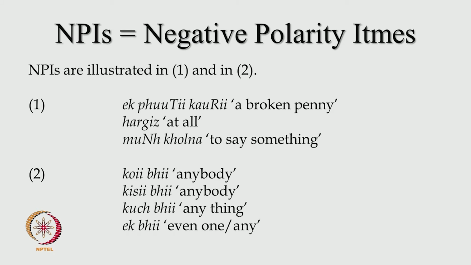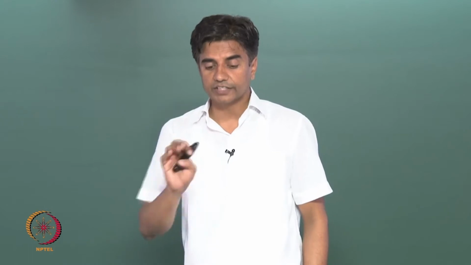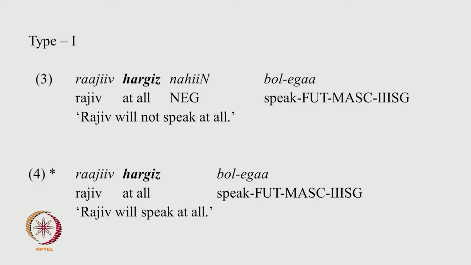All right? Then let us see examples of negative polarity items. I want to come to this one in a moment. I want you to look at these two sentences. The sentence in Hindi reads as Rajiv hargiz nahi bolega. It means Rajiv will not speak at all under any circumstances.